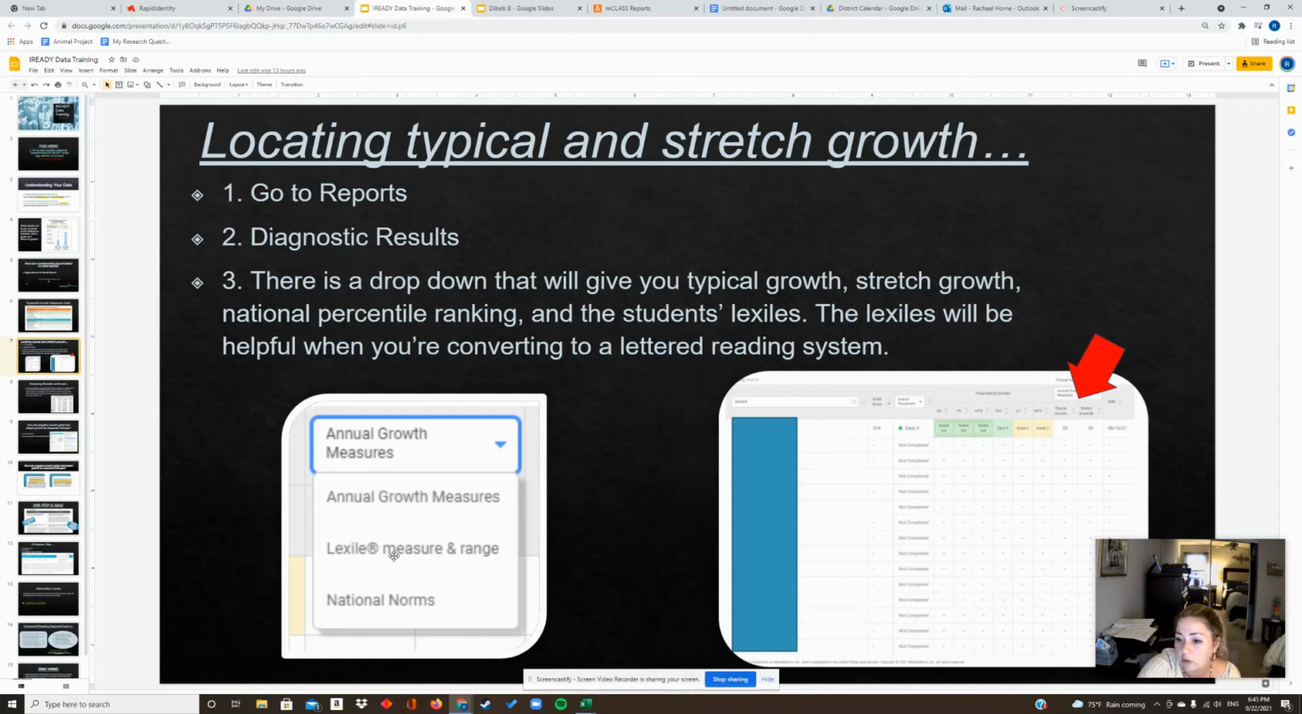Lexiles are what you're going to use to get a letter for a kid. So, like if they have an 872 Lexile, that might mean that they're a letter U on H&H, or a U for Fountas and Pinnell. They have a 500, maybe they're like an M. So these will help you, and I'm going to give you some correlation charts to kind of crosswalk from the Lexile to a letter.